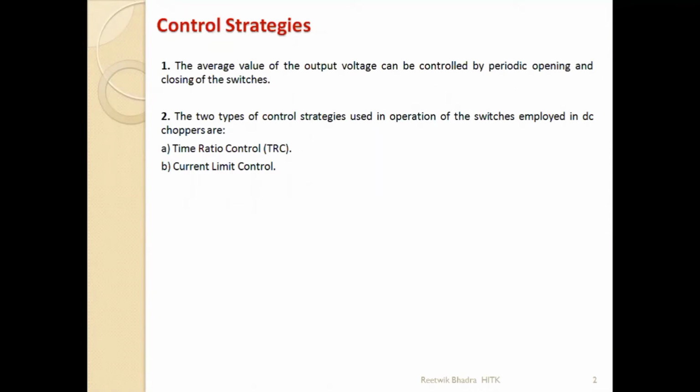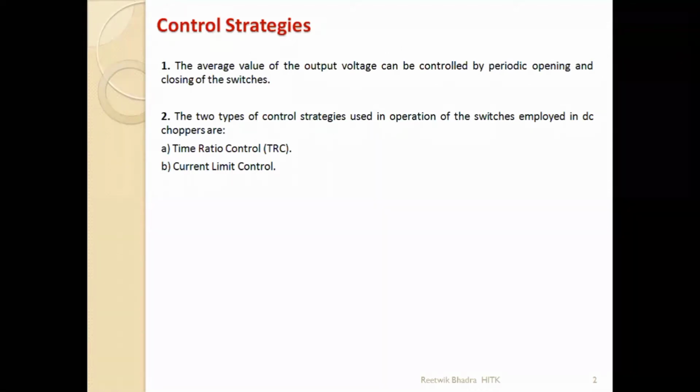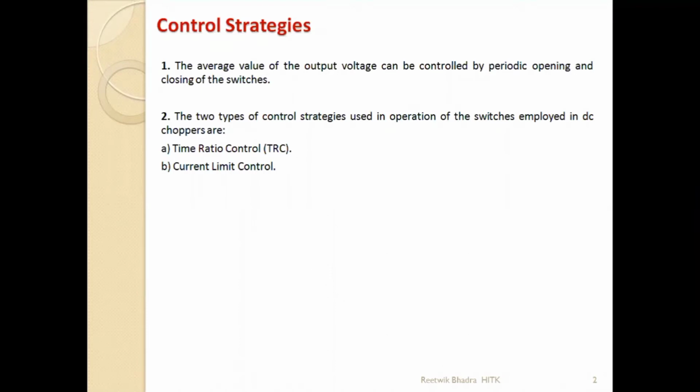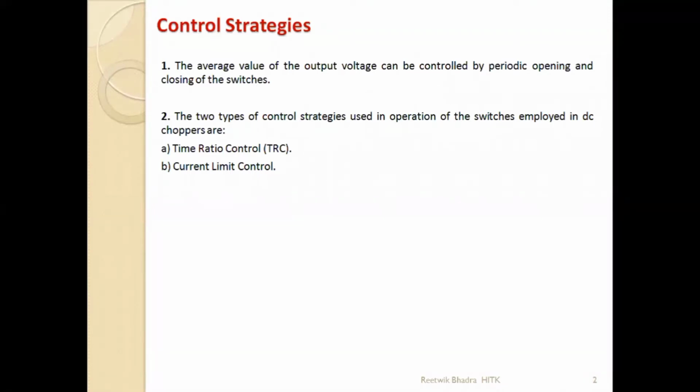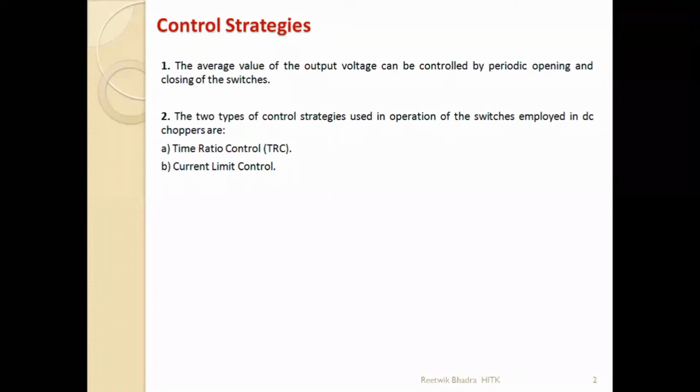So we had two modes of operation during T on and T off. T on meant that the switch is on, T off meant the switch is off. So we have to periodically switch on and off our switch so that we get a controlled output voltage. That may be a higher output voltage or lower output voltage, according to the configuration which we are using.